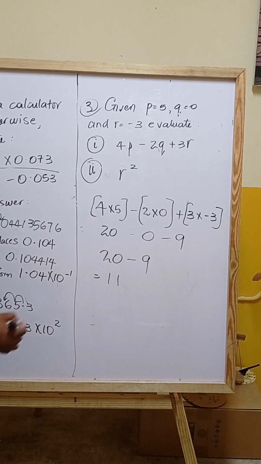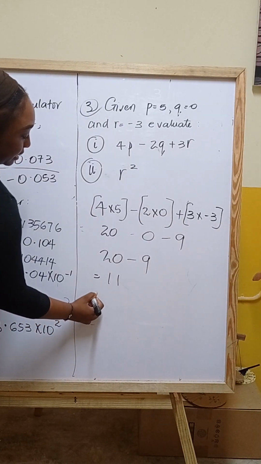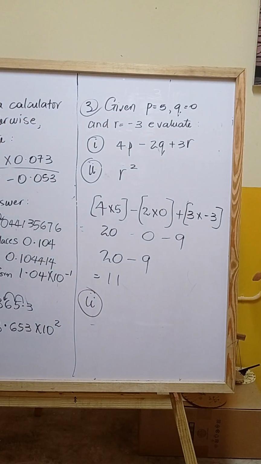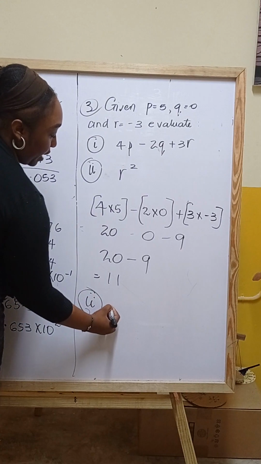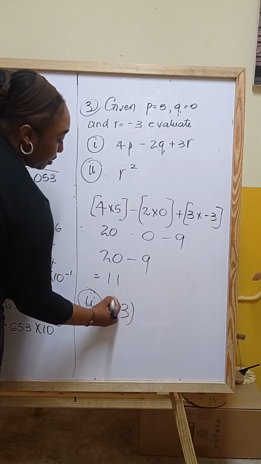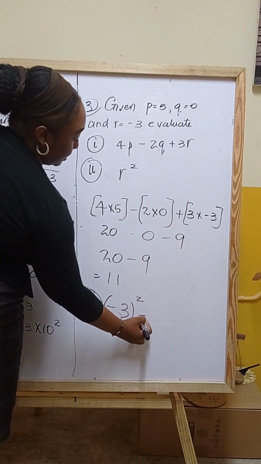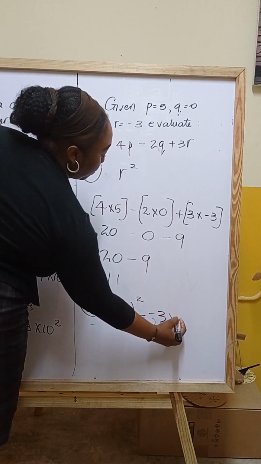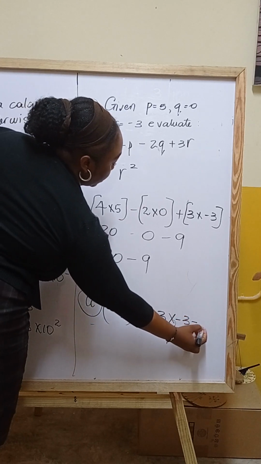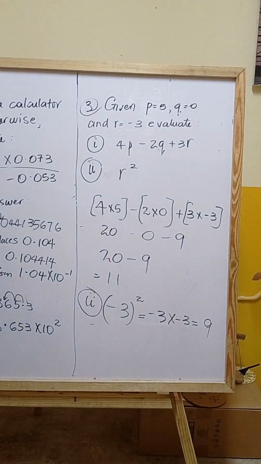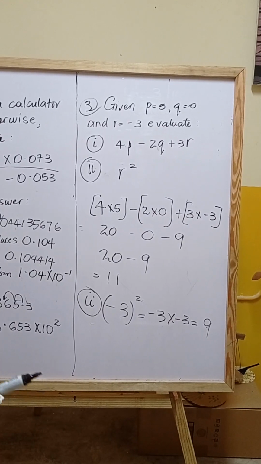Now the second part says you are to square R. R is negative 3. So when we square negative 3, it means we are multiplying negative 3 by negative 3. So that is negative 3 times negative 3, which is positive 9. Because when we multiply two numbers with the same sign, the result is positive.